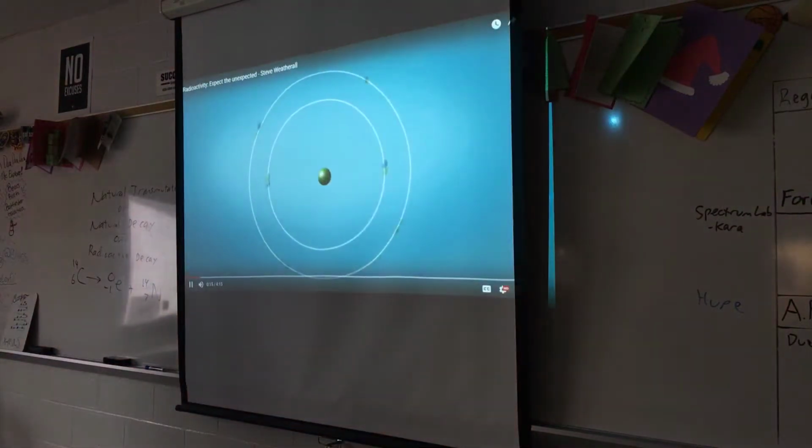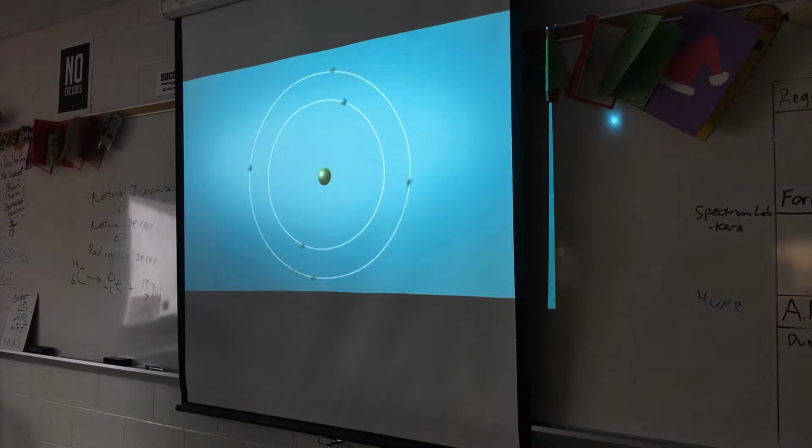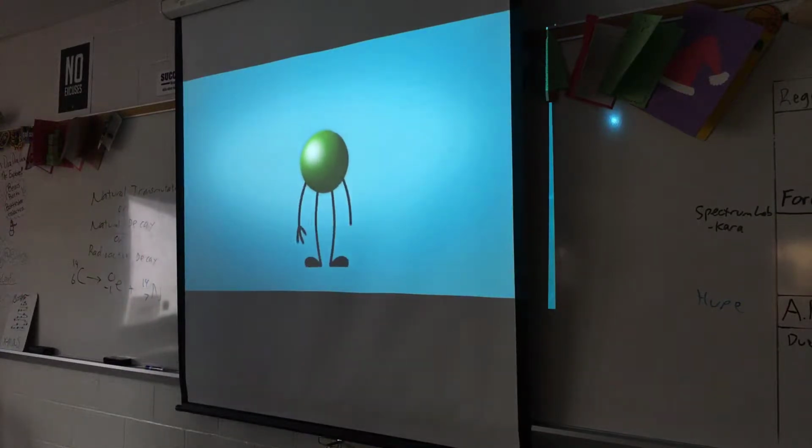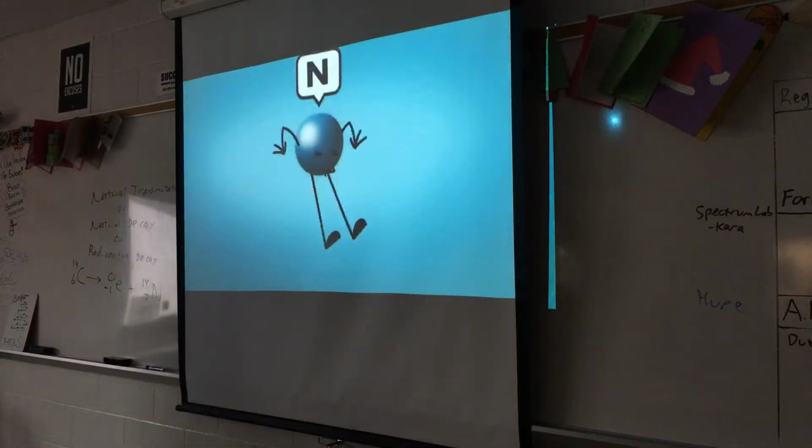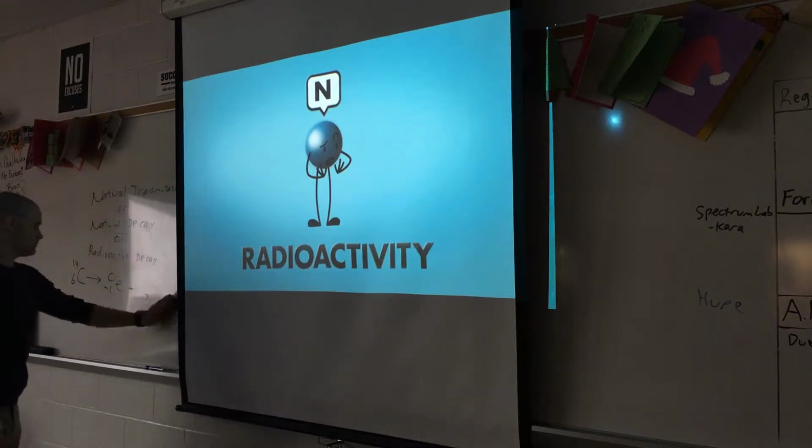It is only in the last 100 or so years that humankind has understood that the nucleus of the chemical elements is not always fixed. It can change spontaneously from one element to another. The name for this process is radioactivity.